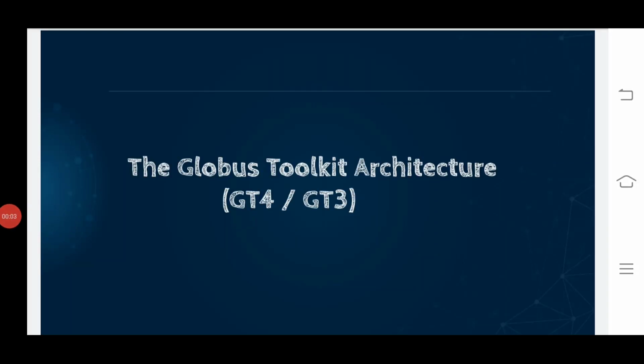Today we are discussing the next topic, the Globus Toolkit Architecture, GT4 architecture or GT3 we can mention. What does it mean exactly? The Globus Toolkit started in 1995 with funding from DARPA. It is an open source middleware library for the grid computing communities.